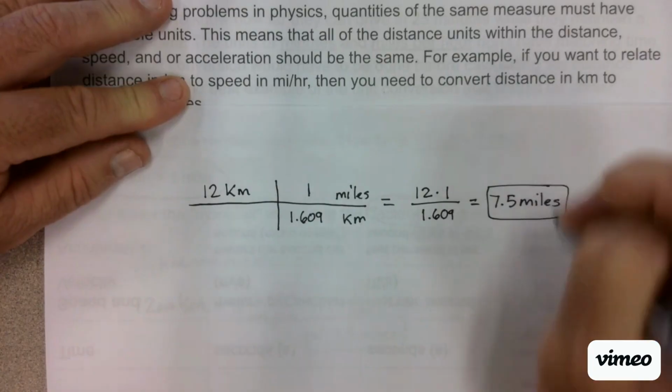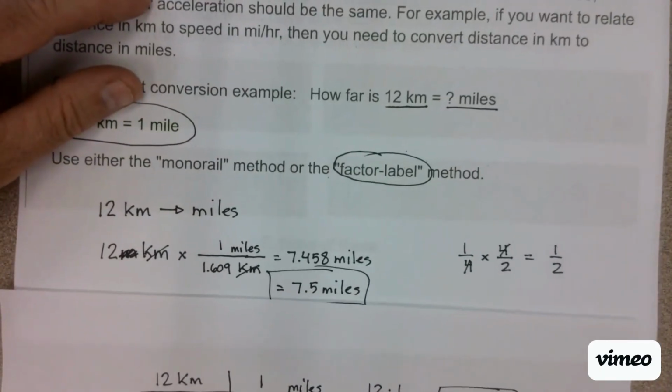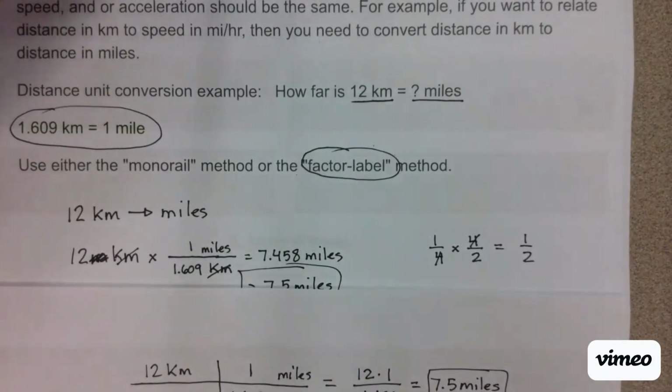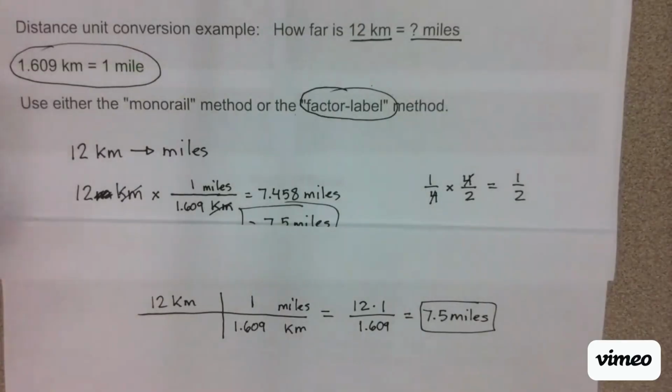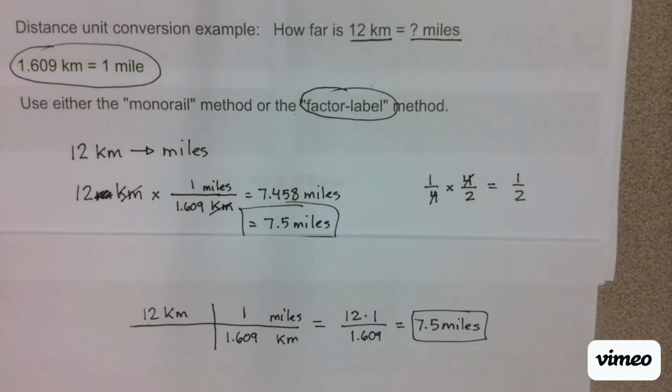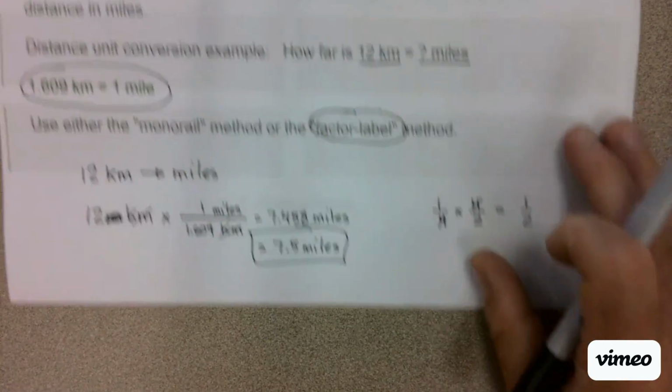Okay? I mean, the monorail method and the factor label method are the same thing, right? I'm doing the exact same math. They just visually have a little bit different look about them. When you want to convert units, you're allowed to use whichever method you want, but just make sure you're showing your work and make sure it's understandable to whoever it is that might be looking at it. Okay?